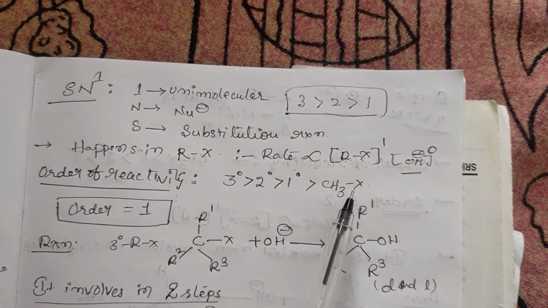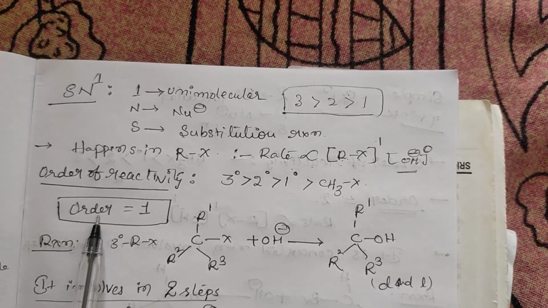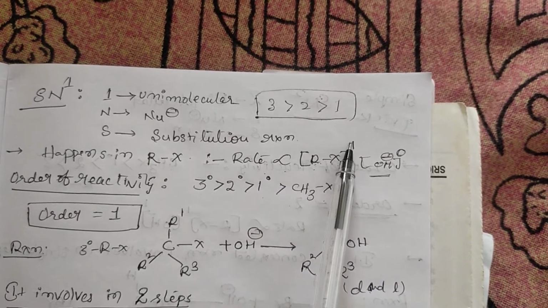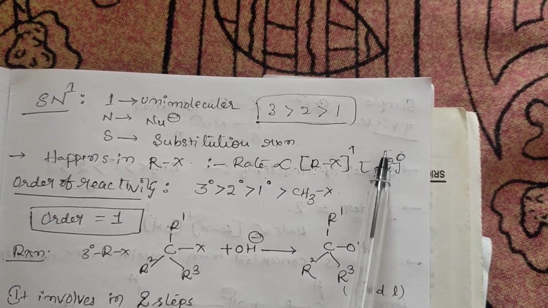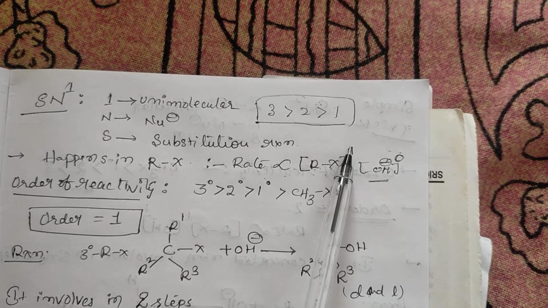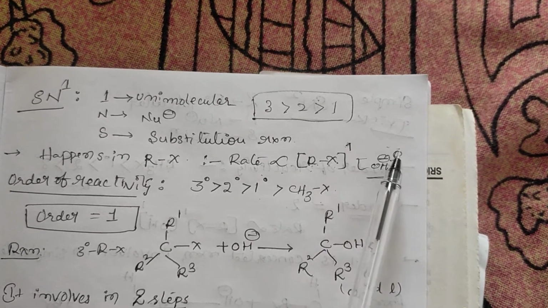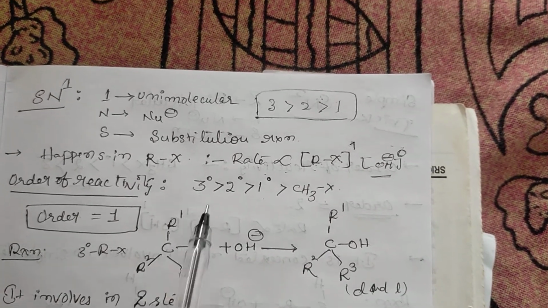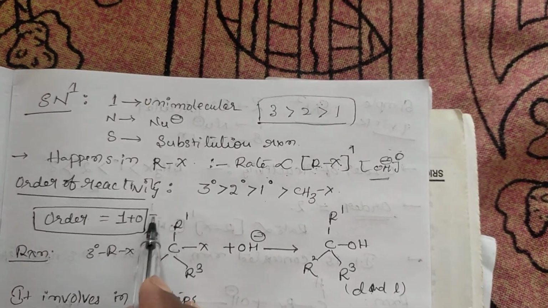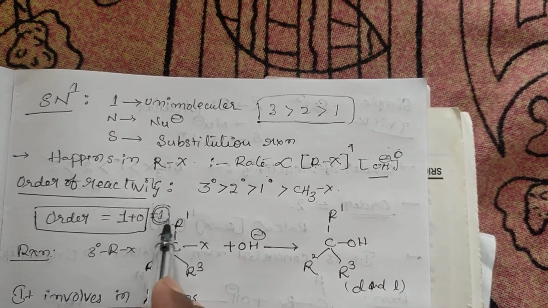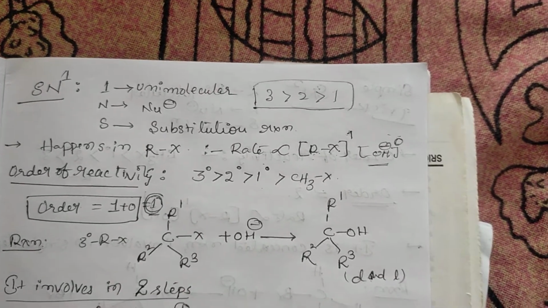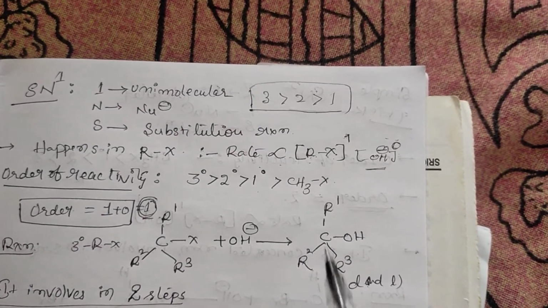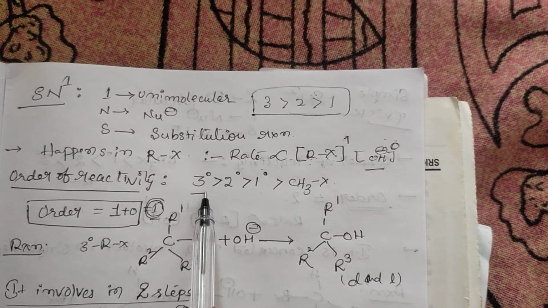Now, what is the order of the reaction? The order of reaction is equal to the sum of the powers of the concentration terms of the reactants. Here it is 1 plus 0, so the order is equal to 1 only. Clear? Right? Now, which alkyl halide is more reactive? Tertiary alkyl halide is more reactive.